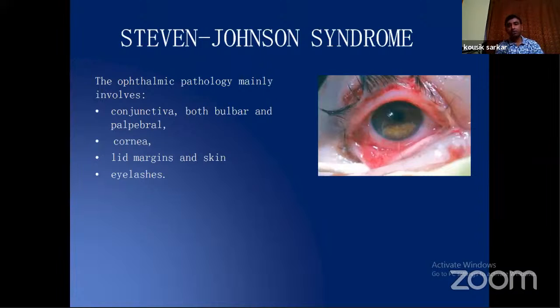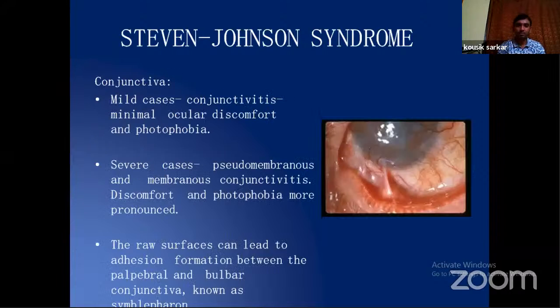Stevens-Johnson syndrome is an immune complex syndrome, which usually occurs after administration of some drugs. The ophthalmic pathology involves the conjunctiva, both bulbar and palpebral, cornea, lid margin, skin, and also the eyelashes. In mild cases, conjunctivitis or minimal ocular discomfort and photophobia occurs. In severe cases, there is pseudomembranous and membranous conjunctivitis. The raw surface can lead to adhesion formation between the palpebral and bulbar conjunctiva, known as symblepharon.